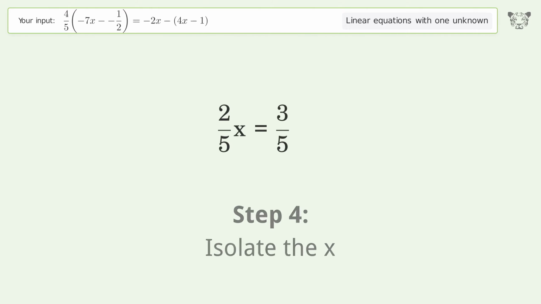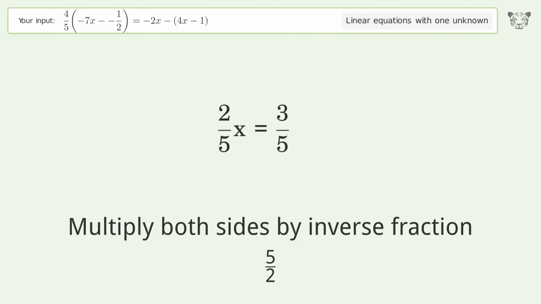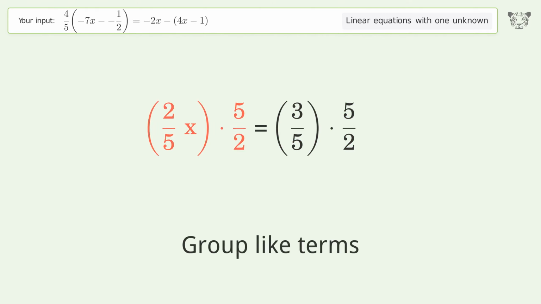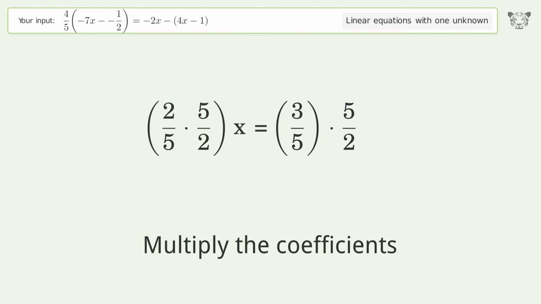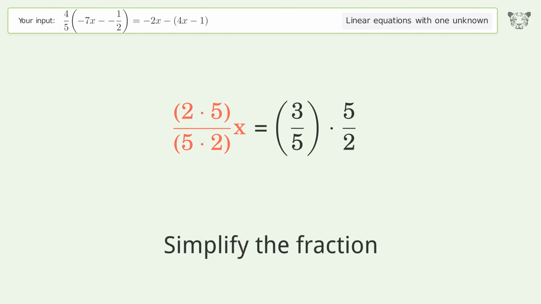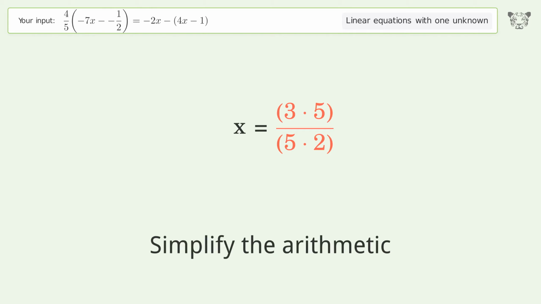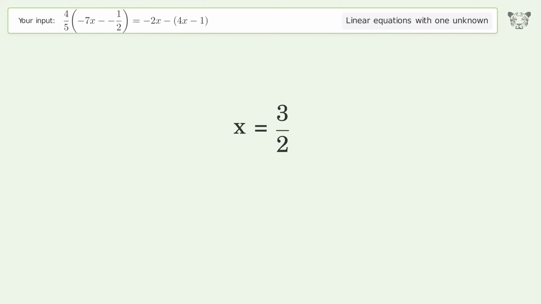Isolate the x. Multiply both sides by inverse fraction 5/2. Group like terms. Multiply the coefficients. Simplify the fraction. Multiply the fractions. Simplify the arithmetic. And so the final result is x equals 3/2.